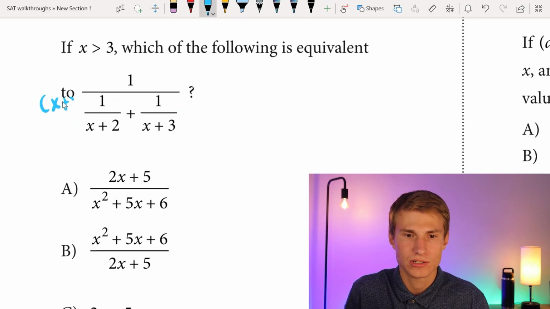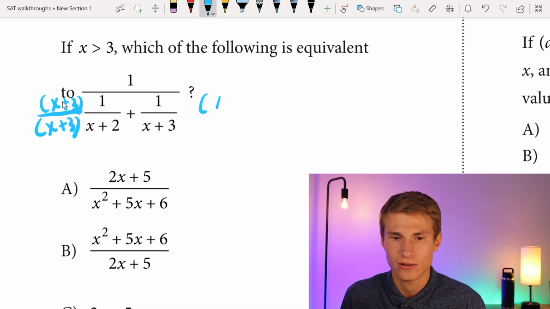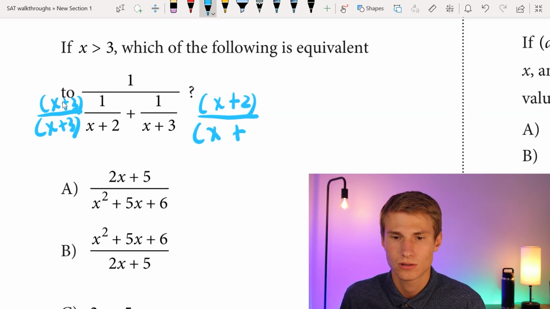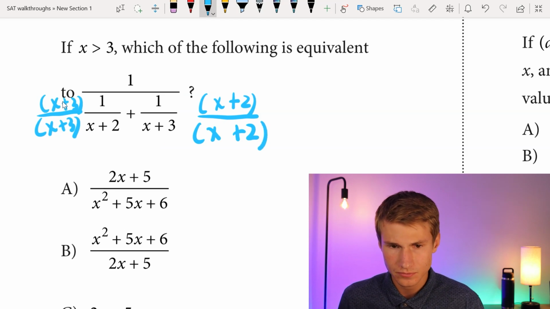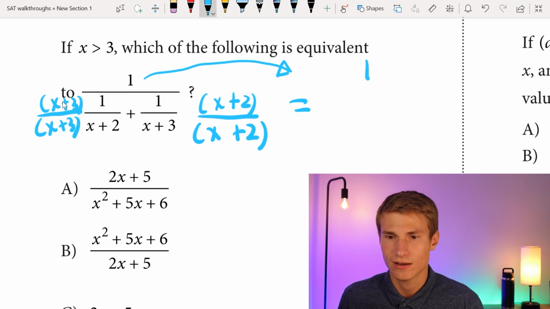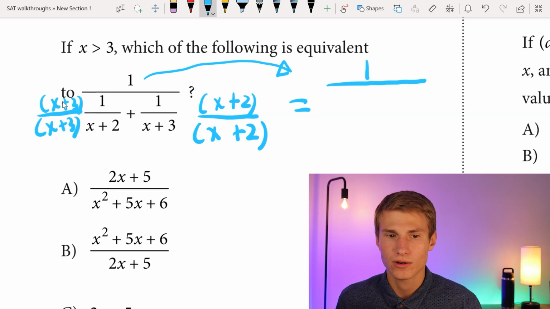To do that, we're going to multiply our left fraction by x plus 3 over x plus 3. Now we're getting our common denominator of x plus 3 times x plus 2. Now with x plus 3 in the denominator right here, we have to multiply by x plus 2 over x plus 2. So let's go ahead and do that. The 1 is just going to follow over here, so we'll have a 1 up top still, and then 1 over x plus 3 plus x plus 2, which gives us 2x plus 5.